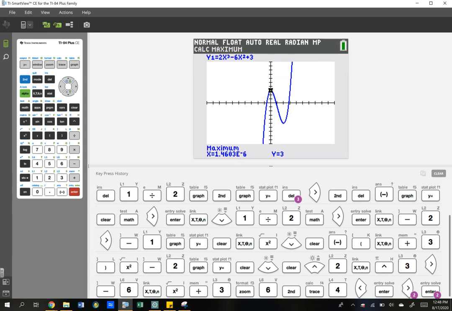Now you'll see that this says 1.46 e to the negative 6. That means move that decimal to the left 6 places. So that means this number is 0.000001, which is basically 0. So we have a maximum at 0.3. We confirmed it.